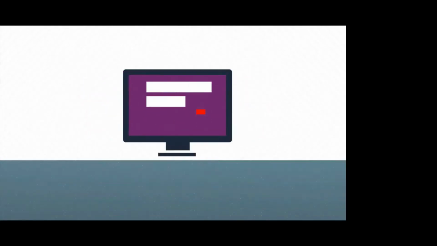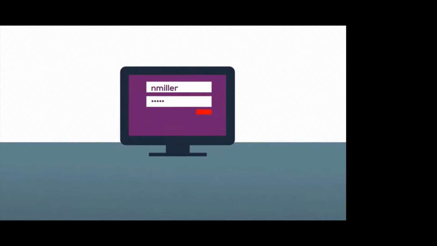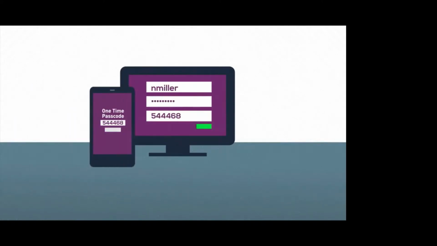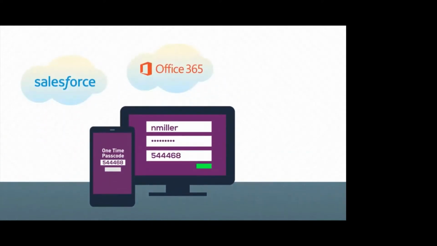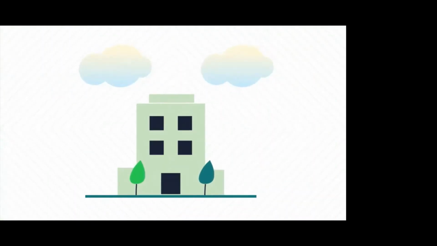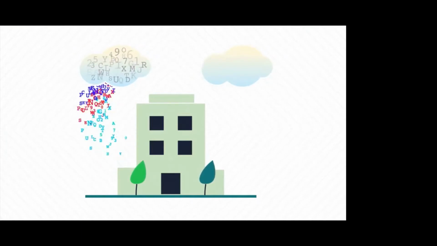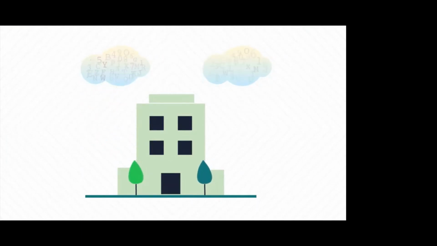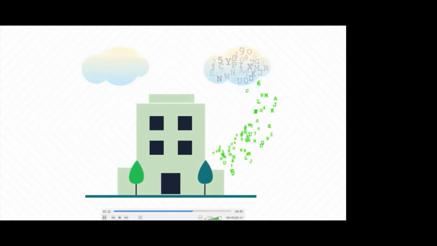With SafeNet Identity Protection, you can apply strong multi-factor authentication to ensure only authorized users can access your cloud-based applications like Salesforce, Office 365, and Amazon Web Services. Then, SafeNet Data Protection Solutions can encrypt your sensitive data so that it's secure whether it's stored in or moving to and from the cloud.